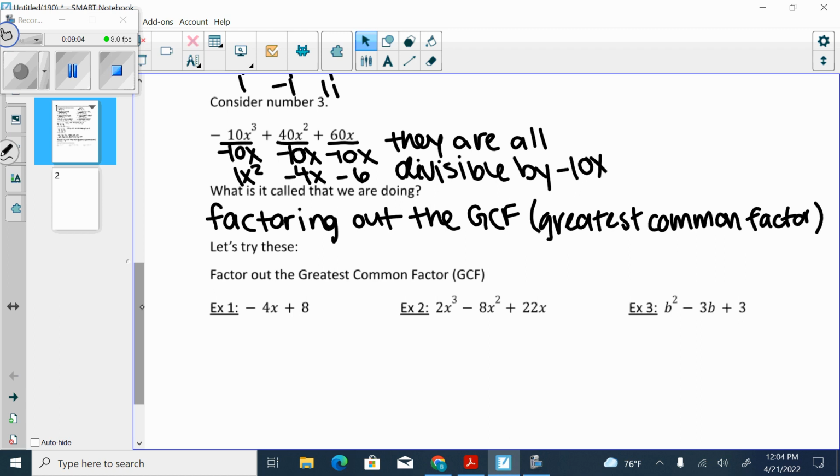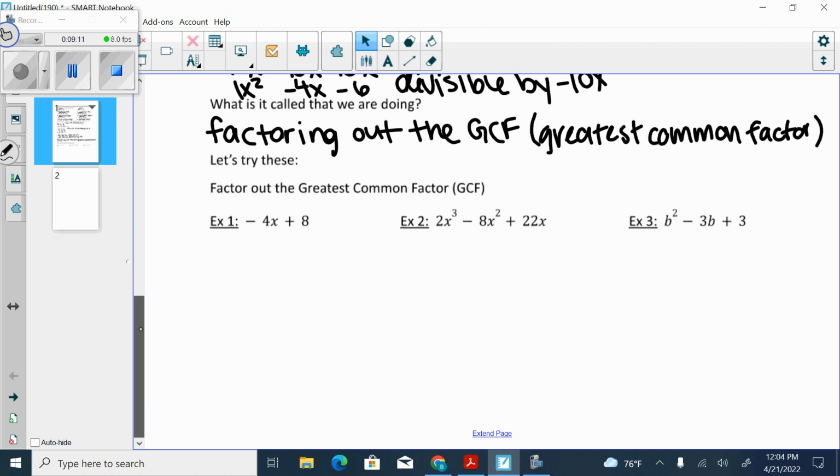Okay, so now that we remember that this was supposed to be our first step in the factoring process, they ask us to do so on these 3 examples here at the bottom. So I'm looking for the greatest thing that they all have in common that will come out of all the terms. So on example 1, I'm looking for something that will go into -4x and 8. -4. We do want to take out a -4 because we always want our first number to end up positive. So I'm going to divide by -4 or take out a -4.